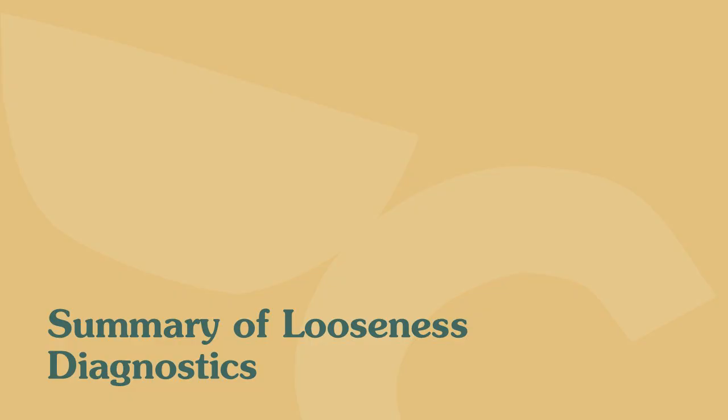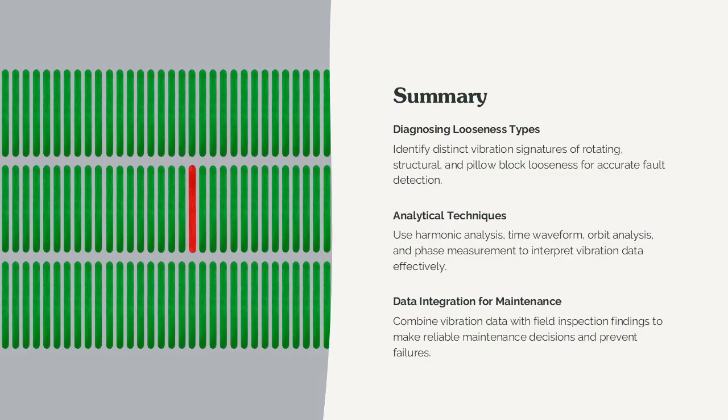Summary of looseness diagnostics. This slide provides a comprehensive summary of the presentation, revisiting the core principles of diagnosing looseness in rotating machinery. It highlights the distinct signatures of rotating looseness, structural looseness, and pillow block looseness across vibration domains. The summary reinforces the role of harmonic analysis, time waveform interpretation, orbit analysis, and phase measurement in forming accurate diagnoses. The slide concludes by emphasizing the importance of integrating vibration data with field inspection findings to achieve reliable and actionable maintenance decisions.